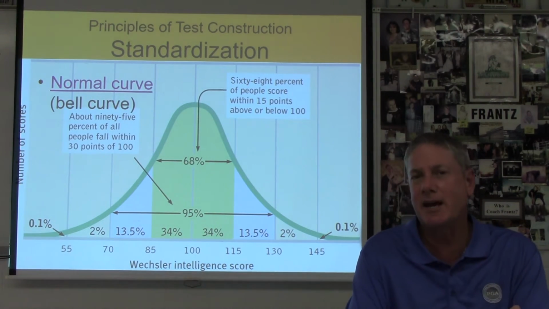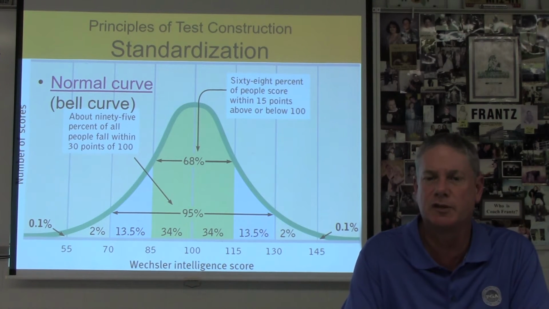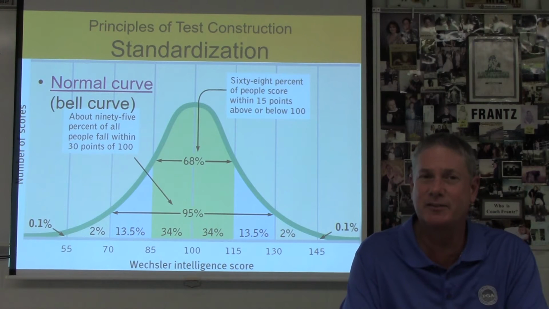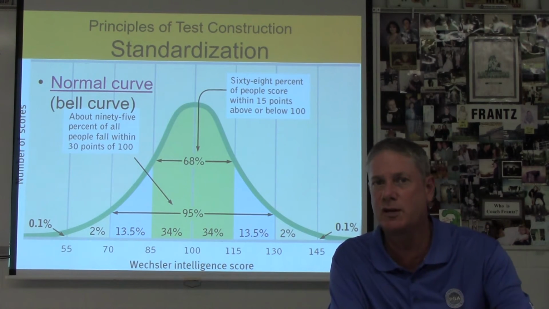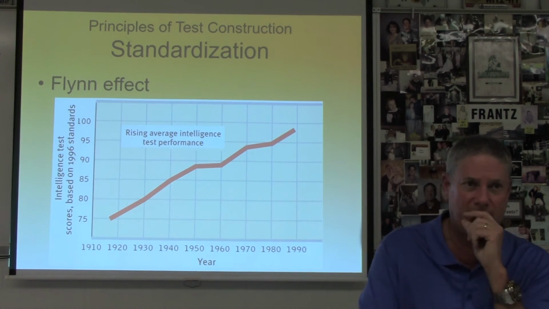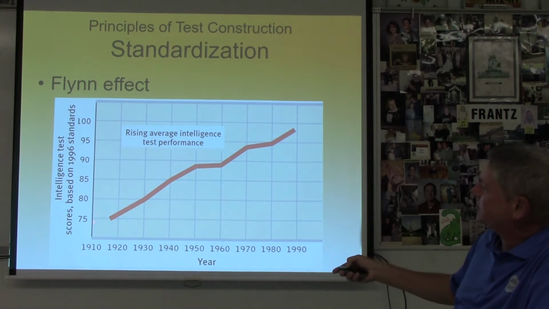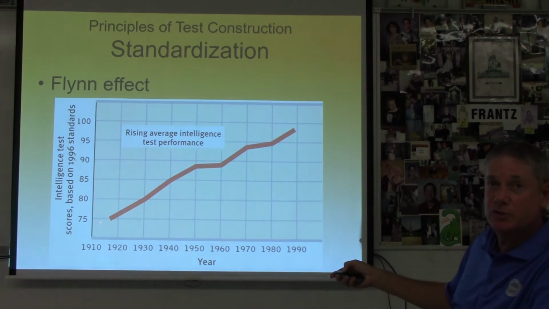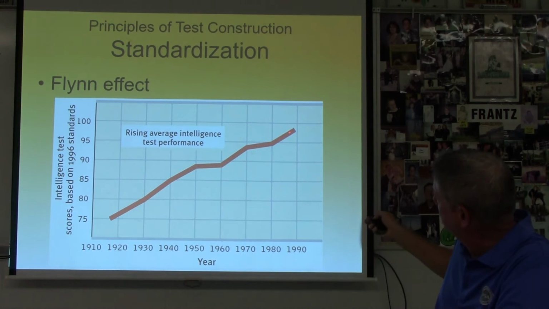Now, in looking at testing over all these years of using the Wechsler Adult Intelligence Scale, we found that people have been getting smarter. When we compared the old IQ test scores of the Stanford-Binet with the new ones of the WAIS, here's what we find. Interesting. The average intelligence test performance has actually gone up since we started using these scores in 1915, all the way up into the 1990s.